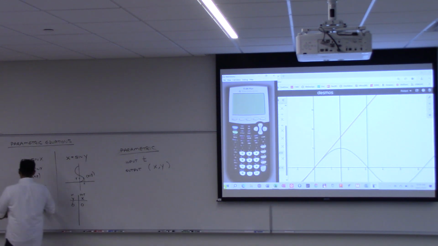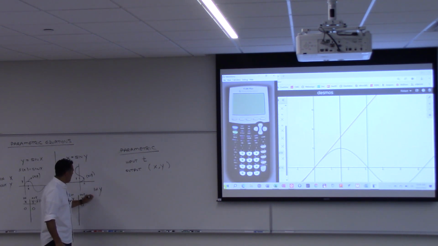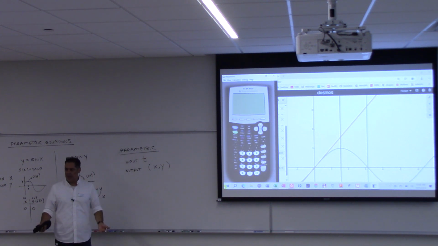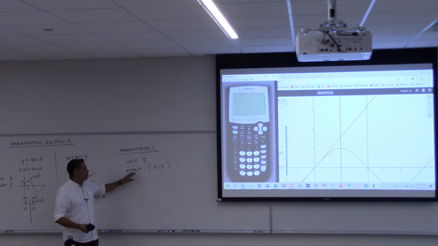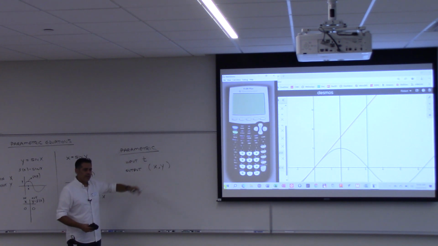So here, what was the input? It was x, and the output was y. Here, the input was y, the output was x. Here, the input is some variable t, which we use t because we can look at it as like time, like a clock in the background. And the output is some x and y coordinate.